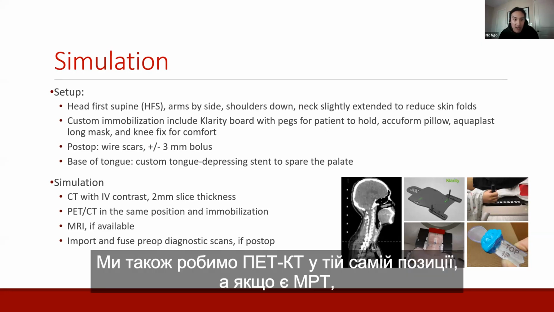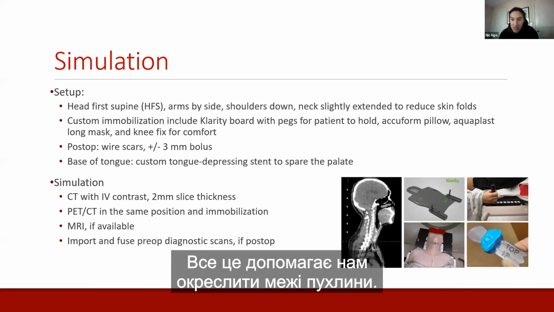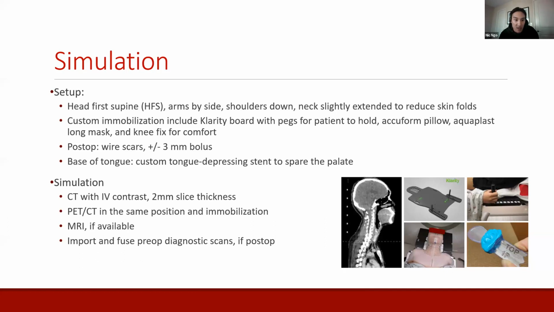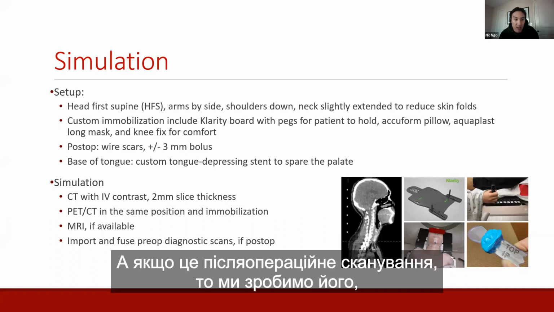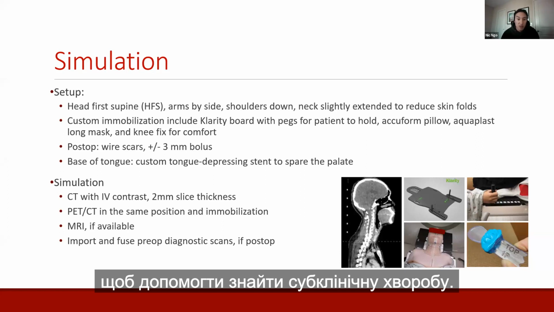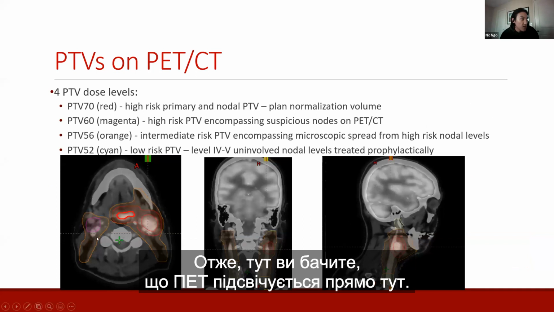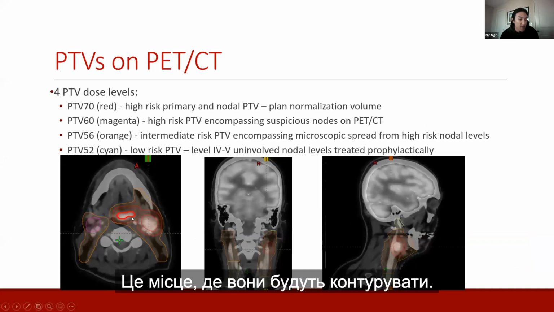We would also take a PET CT in the same position, and if there's MR available, then we'll import and fuse that. These things help us delineate the tumor. And if it was a post-op scan, and there's a pre-op diagnostic scan available, then we'll bring in and fuse that as well to help find subclinical disease. So here you can see the PET, it's glowed up right here. This is where they would contour.